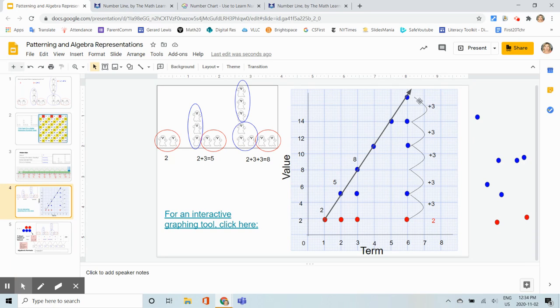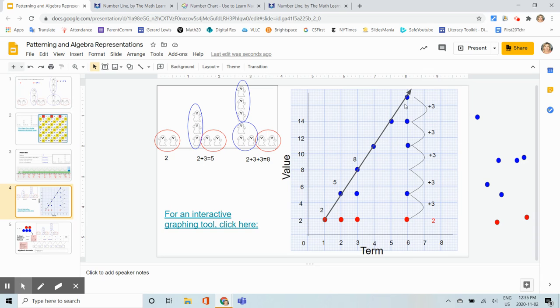And this line would just keep going right off the chart forever and ever. And so there is an interactive graphing tool right here. I'm not going to take the time to show you how to use it, just for the sake of time on this video, but for concept purposes, you want to be following the trajectory that our linear growing pattern is going.